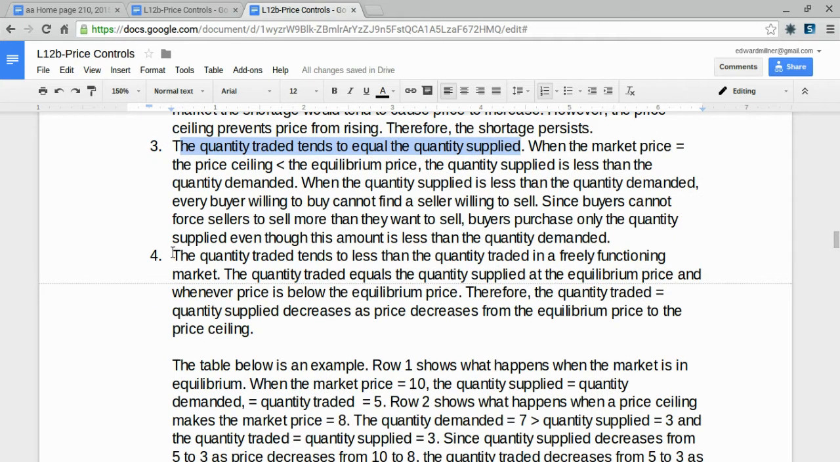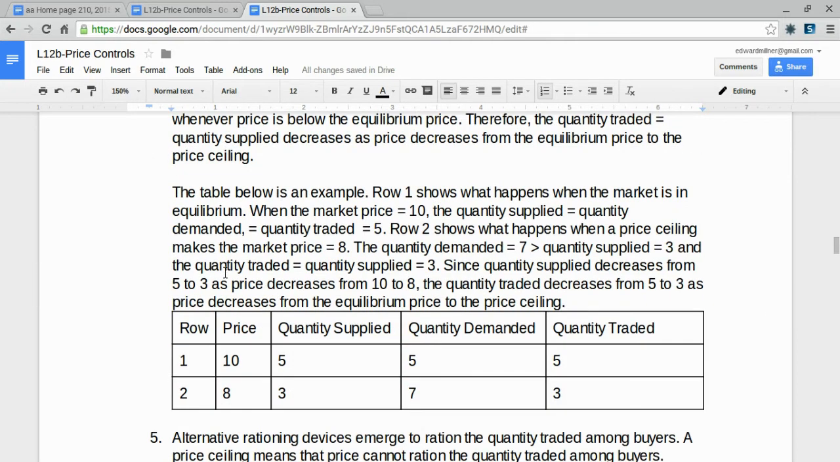Number 4, the quantity traded tends to be less than the quantity traded in a freely functioning market. The quantity traded equals the quantity supplied at the equilibrium price and whenever price is below the equilibrium price. Therefore, the quantity traded, which equals the quantity supplied, decreases as price decreases from the equilibrium price to the price ceiling. The table below is an example.